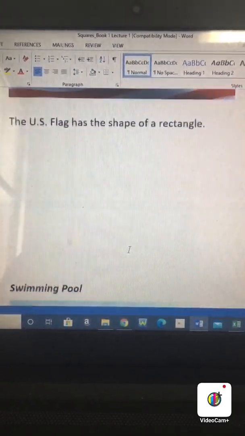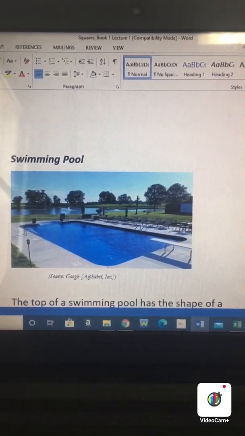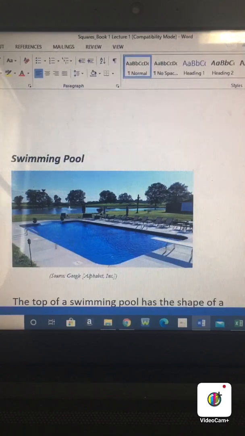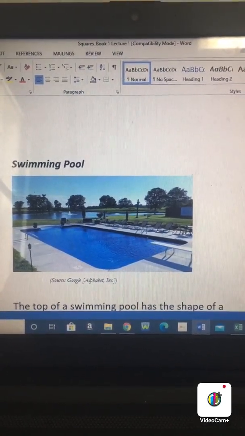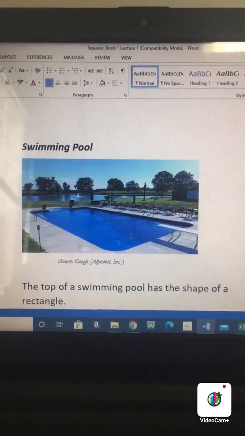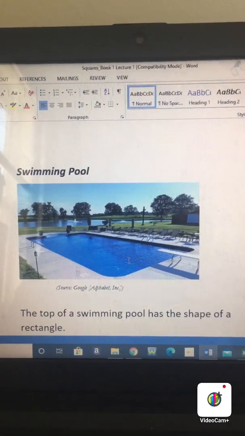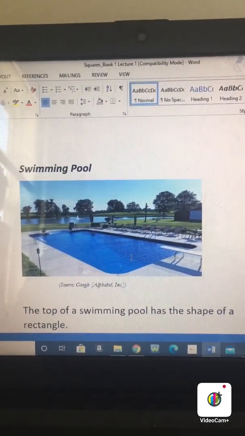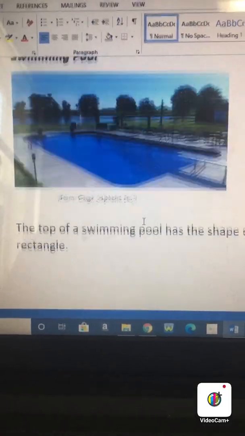Okay? Now look at the swimming pool. The face of this swimming pool, you can see, has the shape of a rectangle. So the top of a swimming pool has the shape of a rectangle.